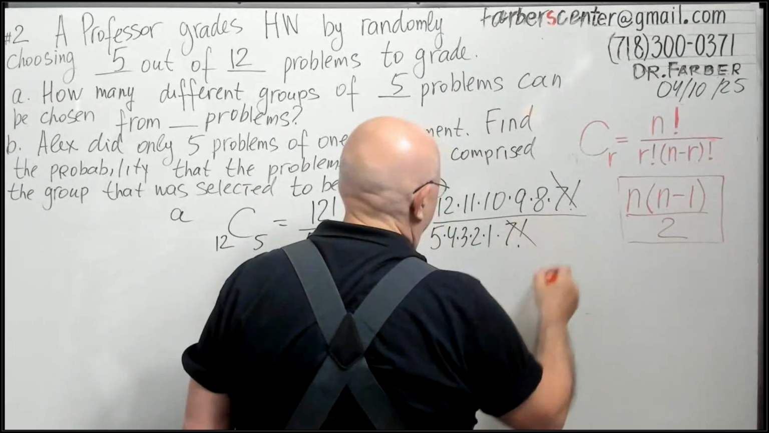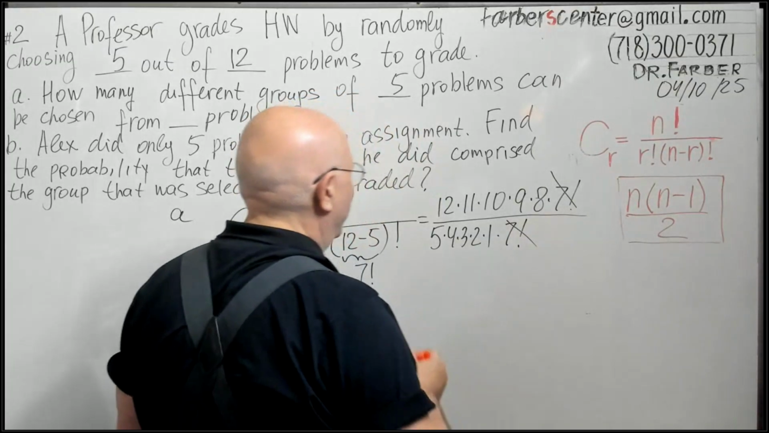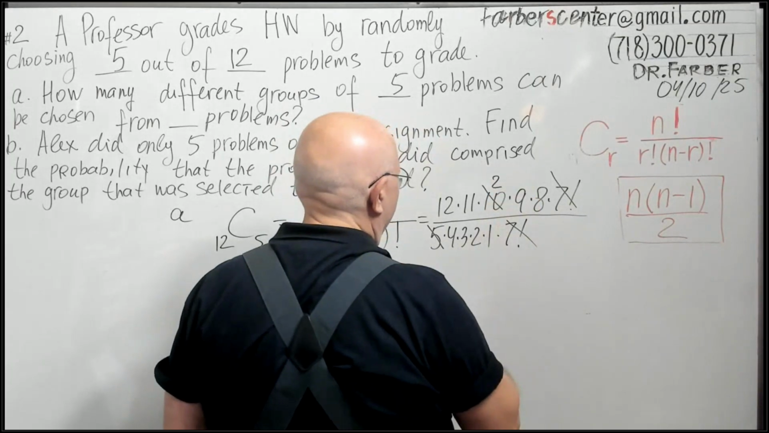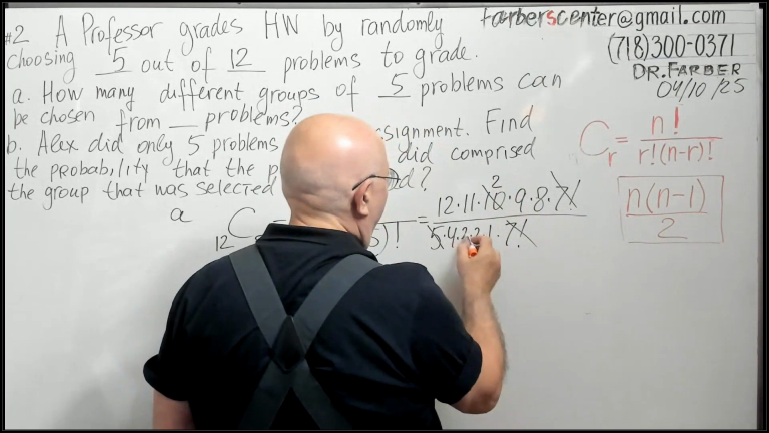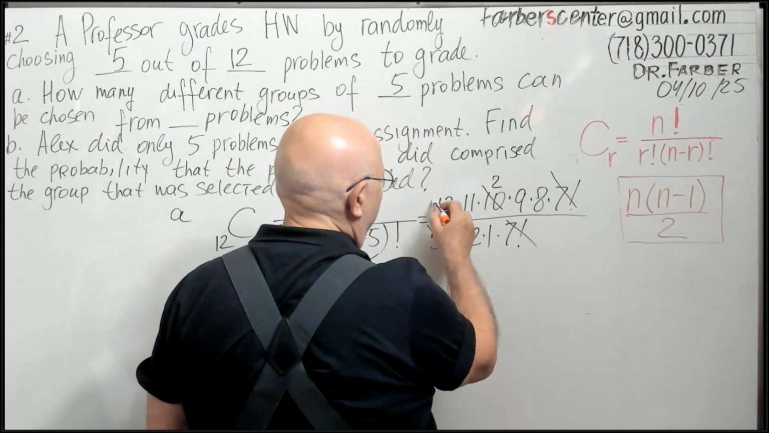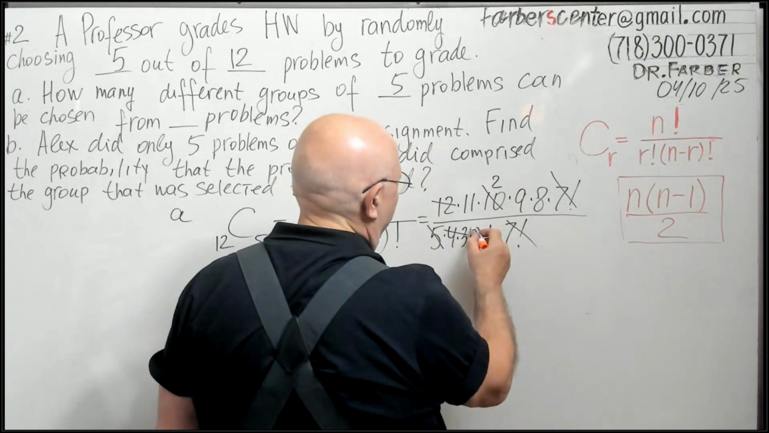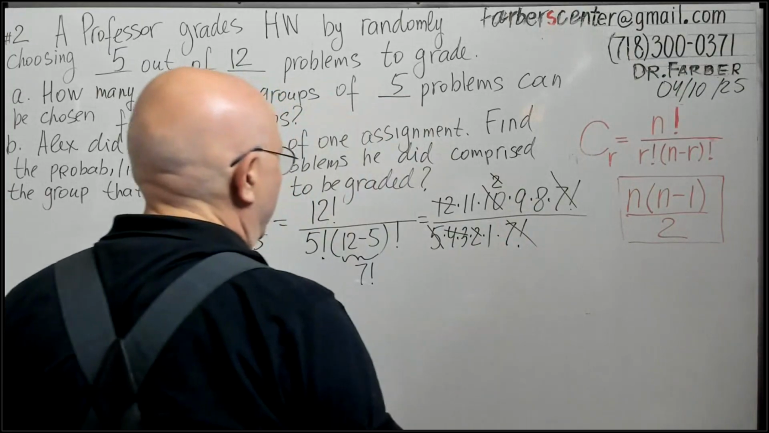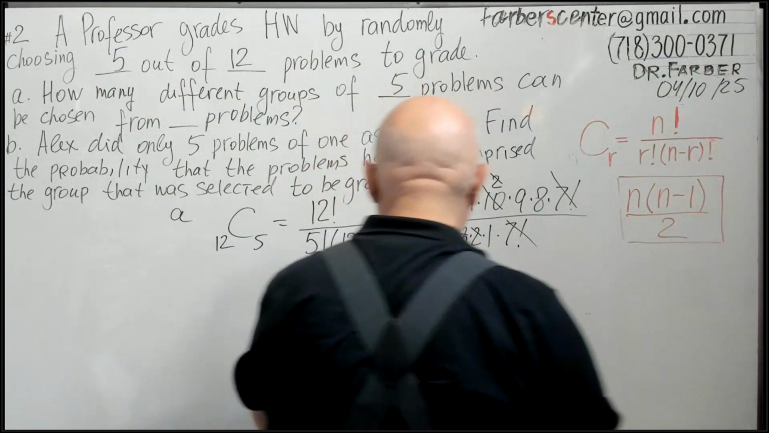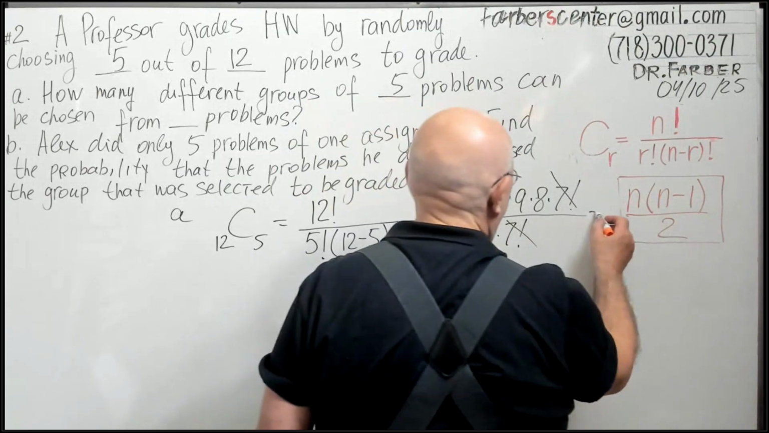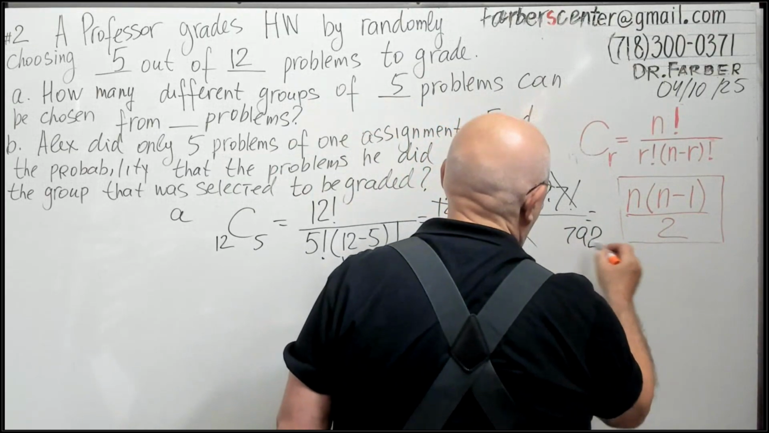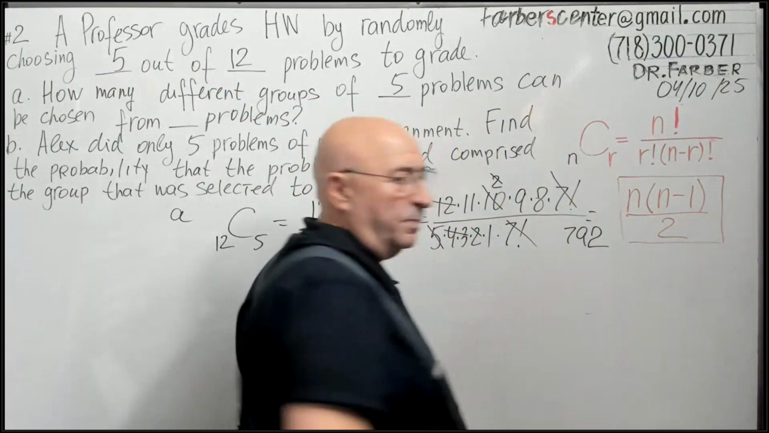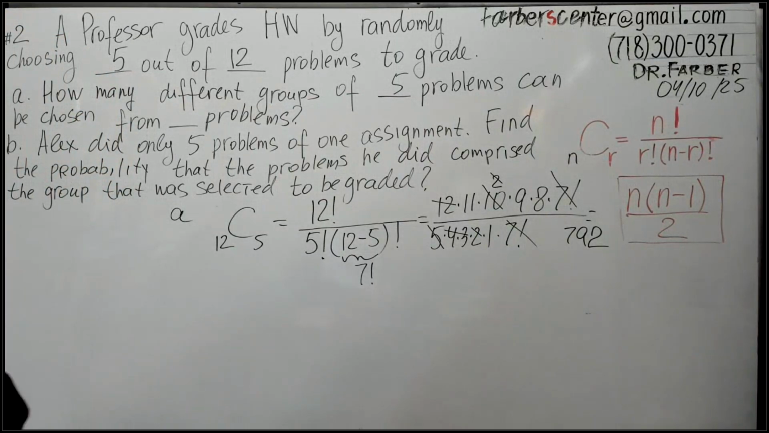Instantly, the 7 factorials cancel out. 5 goes into 10 two times. 4 times 3 is 12, and this 12 cancels out. This 2 and 2 cancel out. And what we have in the numerator, if you multiply everything, I got 792. Okay, who understands this 100%, students? 100%, easy, right? You did, because you have great tools.